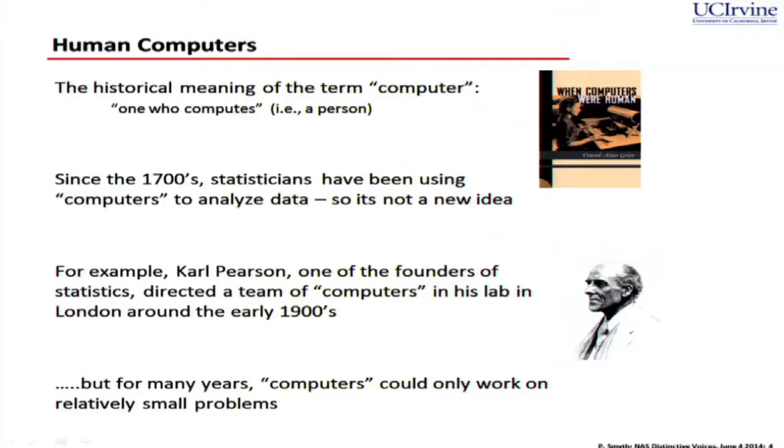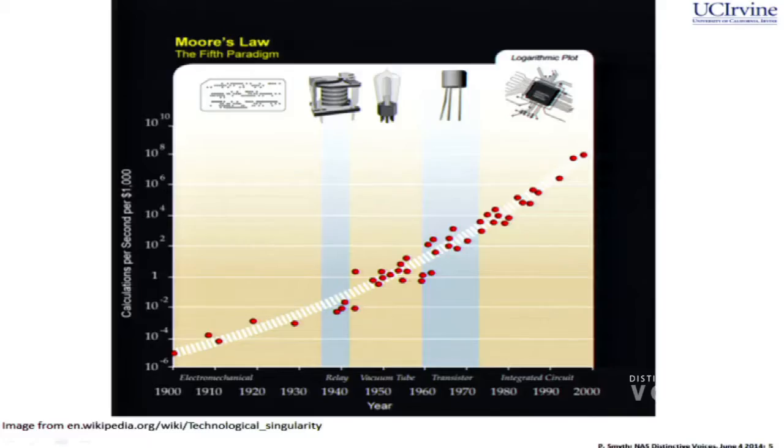It's been going on since at least the 1700s, and statisticians were in on the act right from the word go. One example would be Carl Pearson, an interesting individual like many of these famous scientists. He was one of the founders of statistics, and he had a team of computers, people, in his lab in London in the early 1900s. So the problem with having your computers be people is that it doesn't scale up. There just aren't enough people willing to sit around solving equations as a team, and so as we get more data, we need to think of other things.